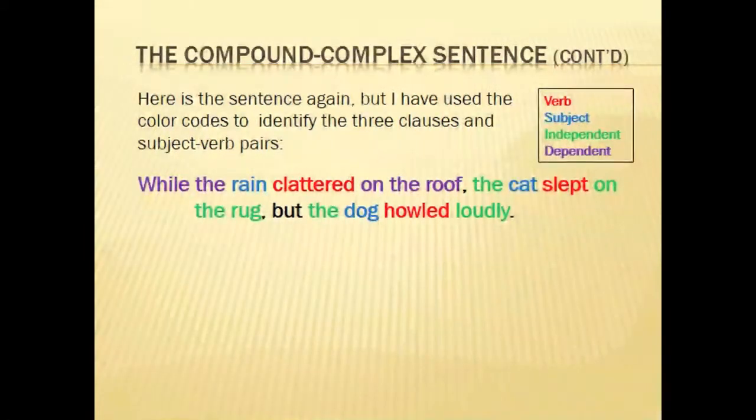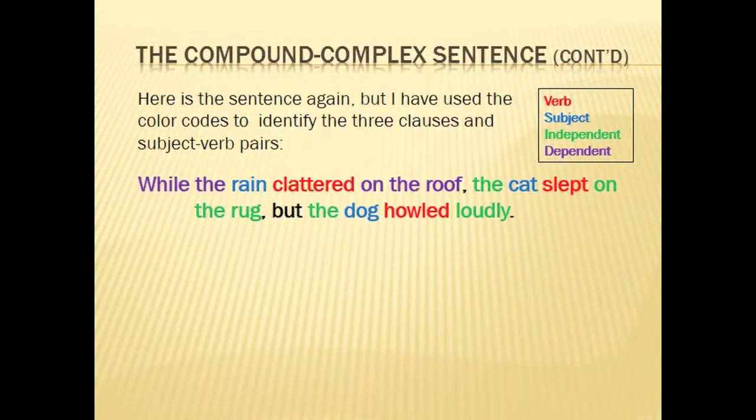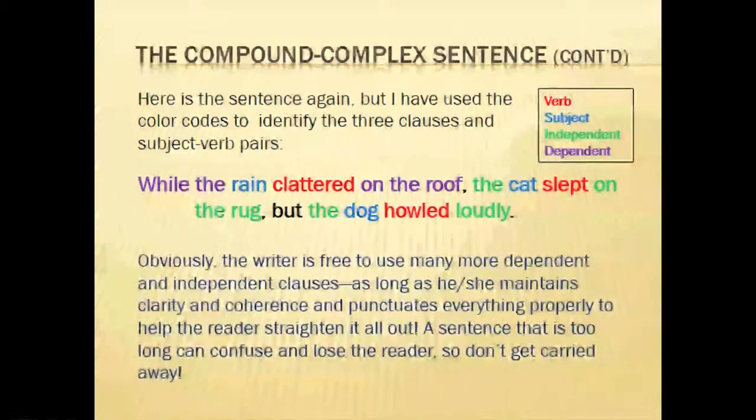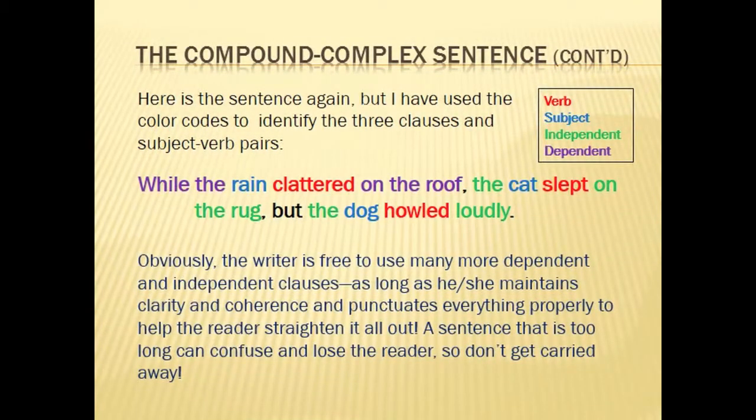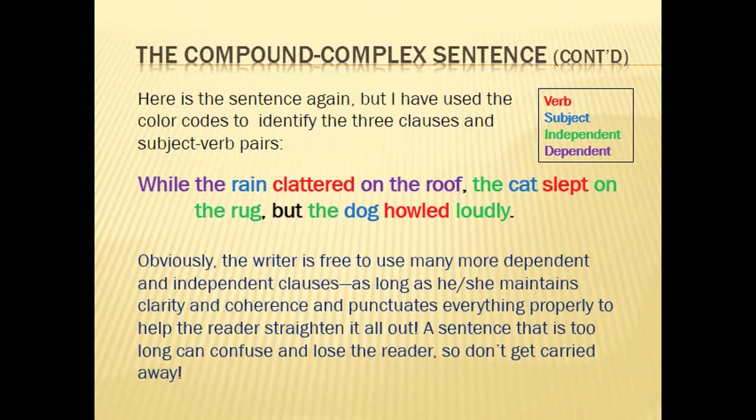Here is the sentence again, but I've used color codes to identify the three clauses and the subject-verb pairs. Make sure that you see the two independent clauses, how they are joined, and the single dependent clause. Remember, a compound complex sentence only needs one or more independent clauses. Obviously, the writer is free to use many more dependent and independent clauses, as long as he or she maintains clarity and coherence and punctuates everything properly to help the reader straighten it all out.